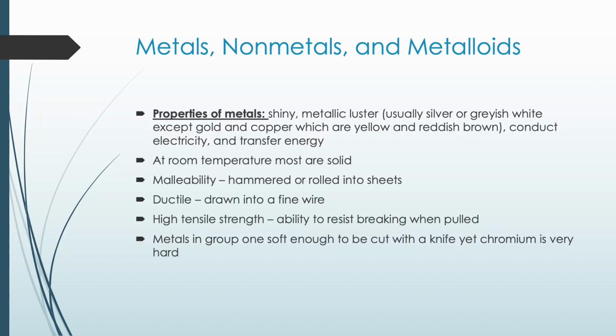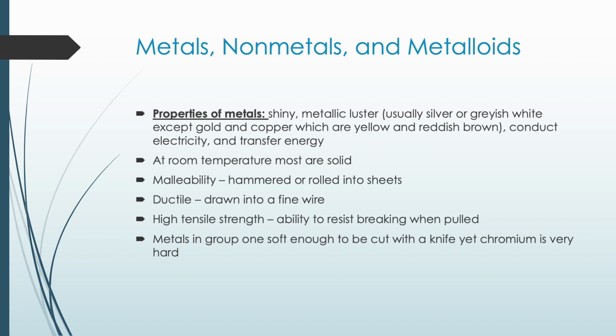Now, you need to know the properties for metals, nonmetals, and metalloids. I will read through them, but you will need to pause the video so that you have a chance to jot these down in your notes. Your metals tend to be shiny with a metallic luster. Your metals are usually silver or a grayish white, except gold tends to be yellow and copper has a reddish brown color. Your metals can conduct electricity and transfer energy.